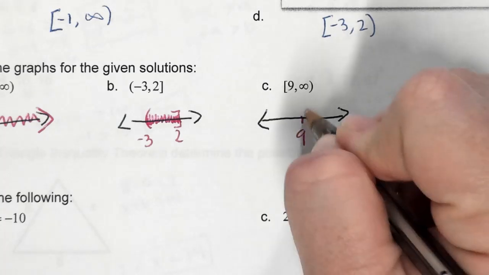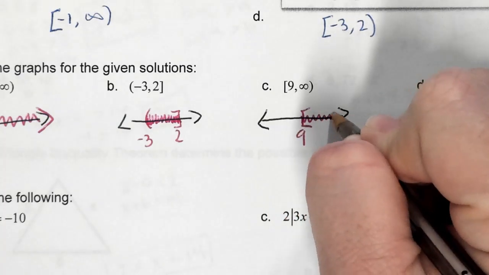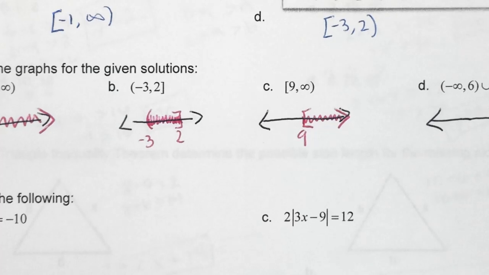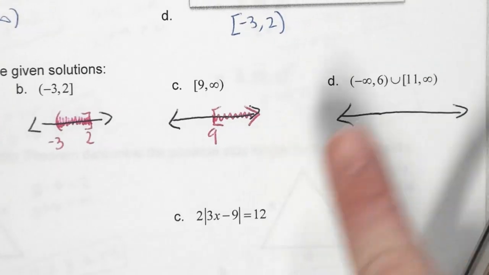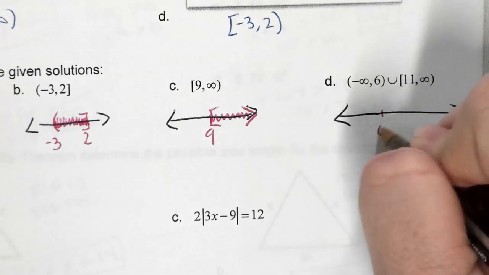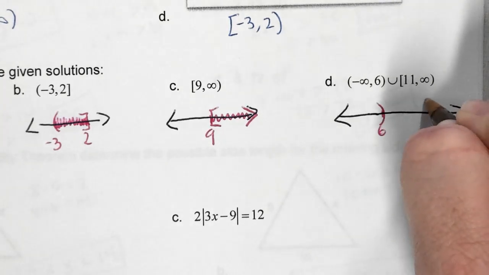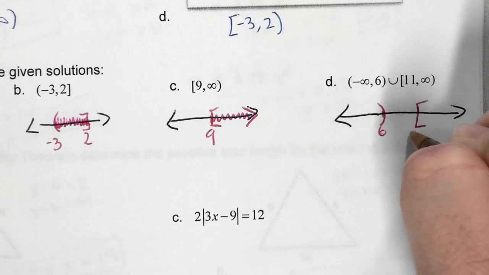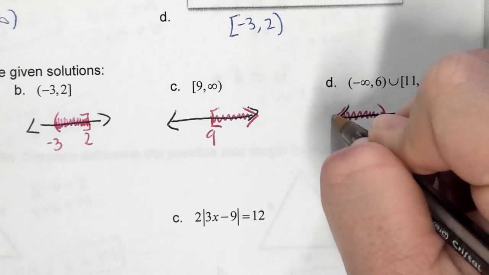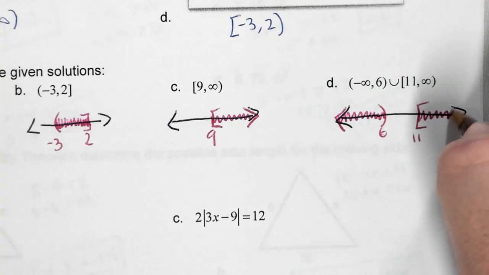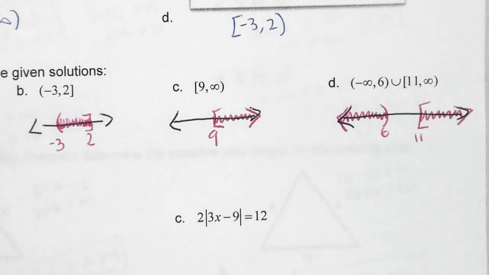Here starts at 9 with a square bracket and goes to the right forever. And here's an OR problem. It goes to 6 with a parentheses, picks back up at 11 with a square bracket, and it goes to negative infinity forever and positive infinity forever. So that is what those look like.